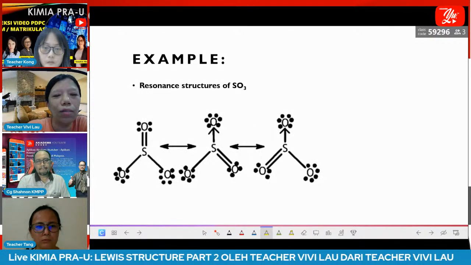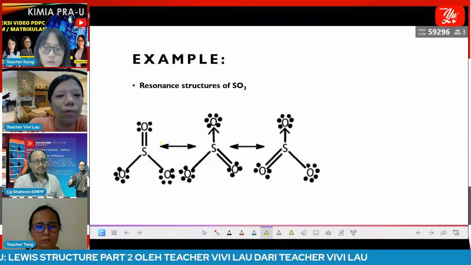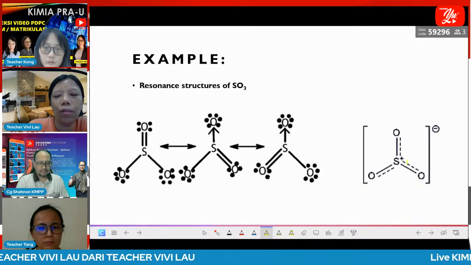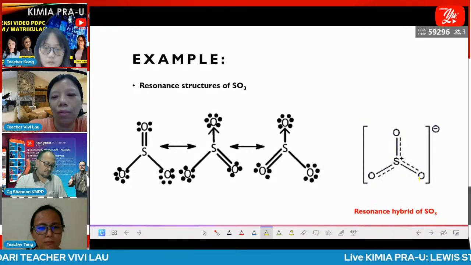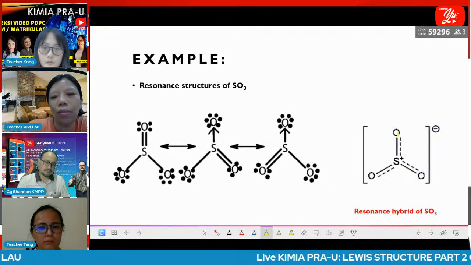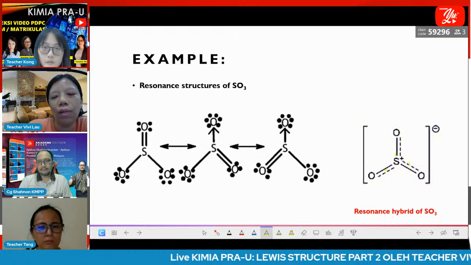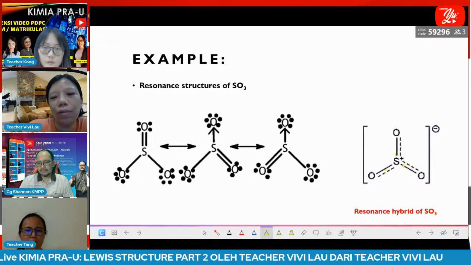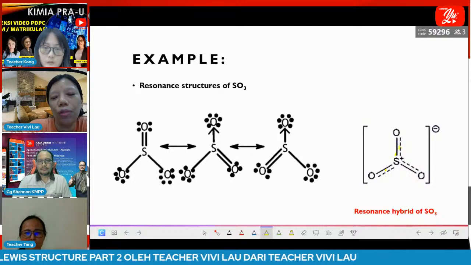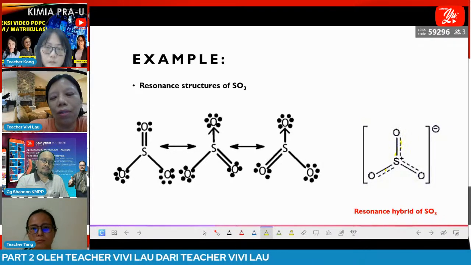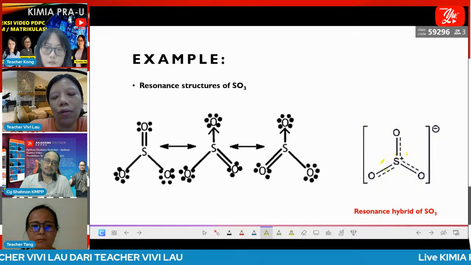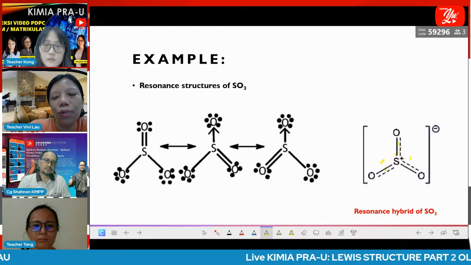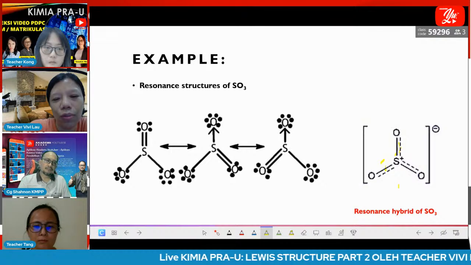And the resonance structure of SO3. Okay. So this is a resonance hybrid. Okay, so the actual structure, all the three bonds have the equal bond length and bond strength. Okay, because you know double bond is shorter and stronger, right? So now all the three sulfur oxygen bonds have double bond character. So it's very strong.